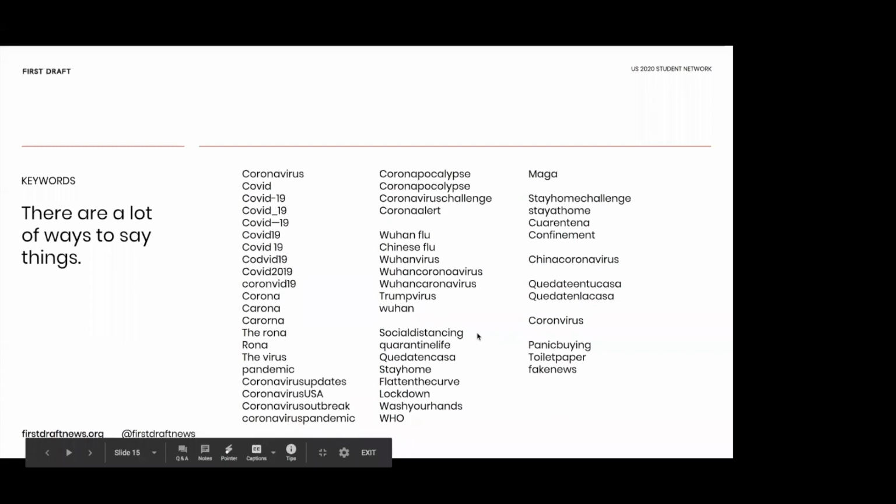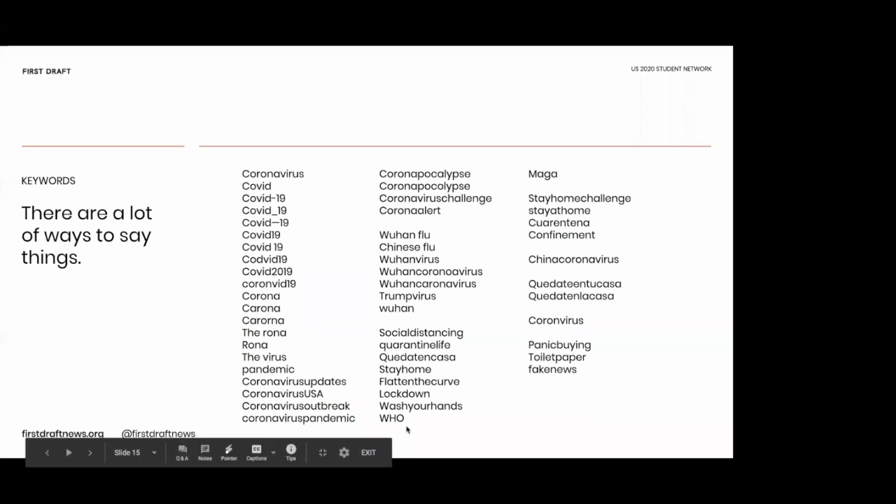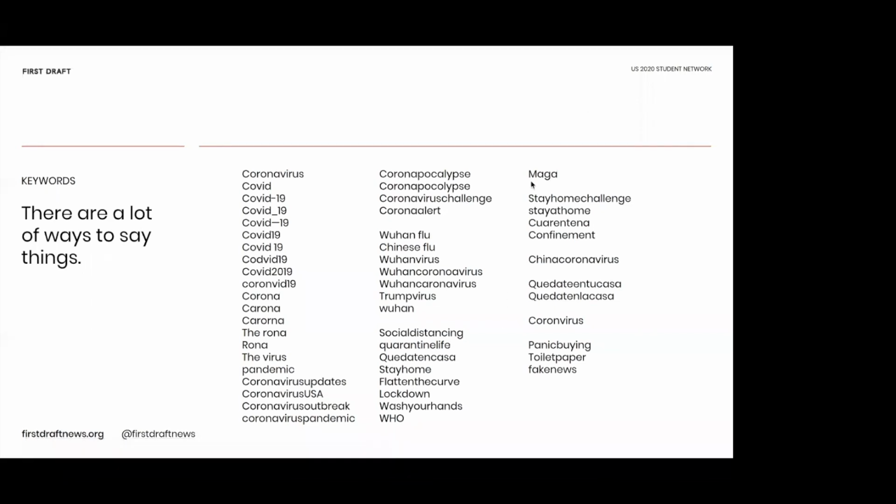And you can see there are some more conspiratorial, maybe racist or borderline racist, depending on the person who's using the word, terms as well. We have Wuhan flu, Chinese flu, Wuhan virus, Wuhan coronavirus. There's a set of words that was specifically about social distancing. You can see we have the WHO here. MAGA was a top one, of course, that kind of stands on its own. China coronavirus, some terms in Spanish.